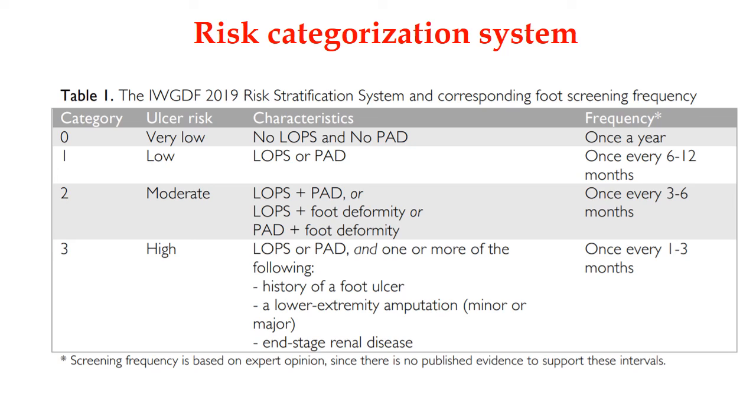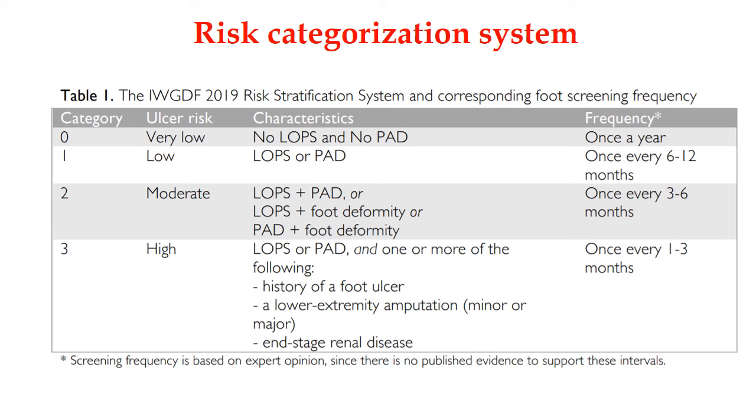If the patient has loss of protective sensation or peripheral arterial disease, this patient has a low risk for ulceration, and we can examine him every 6 to 12 months. If the patient has both peripheral neuropathy and peripheral arterial disease, or peripheral neuropathy with foot deformity, or peripheral arterial disease with foot deformity, this is a moderate risk patient, and this patient should be examined every 3 to 6 months.